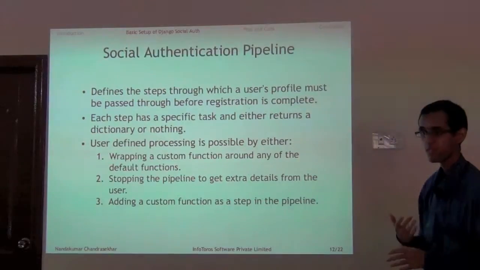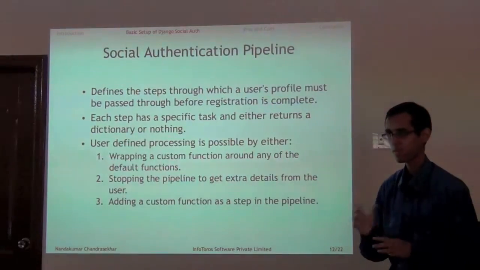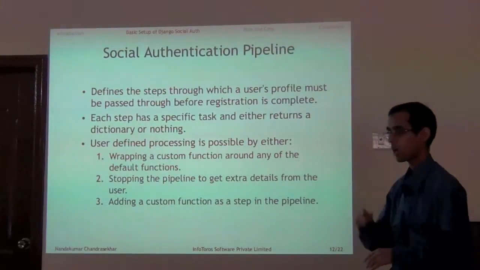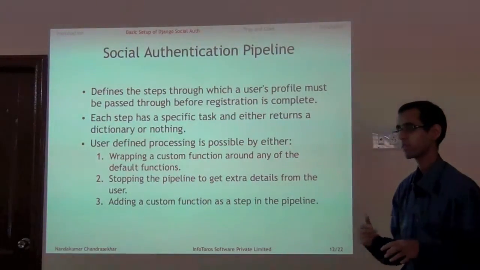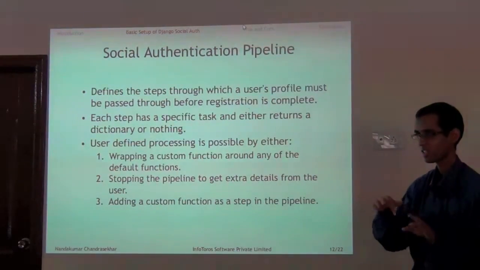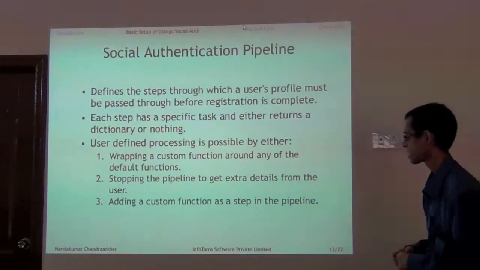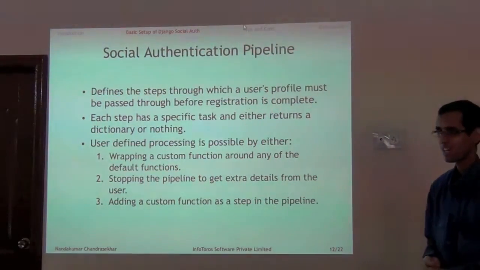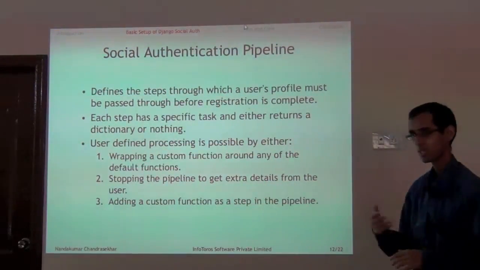Now, if you want to put some user-defined processing inside, there are three ways to do it. One, wrapping a custom function around an existing default pipeline function. Two, stopping the pipeline at some point. You can actually cut this pipeline and return to the user, like if you want to get terms of use acceptance, you want to return to the user so that you can get his approval and then go to the rest of the thing. Three, adding a custom function as a step in the pipeline. We had this because we wanted to validate the username, first name and last name. I'll talk about that a little later, but we had a custom step in the function.